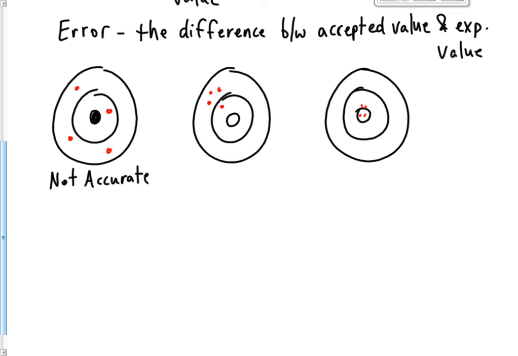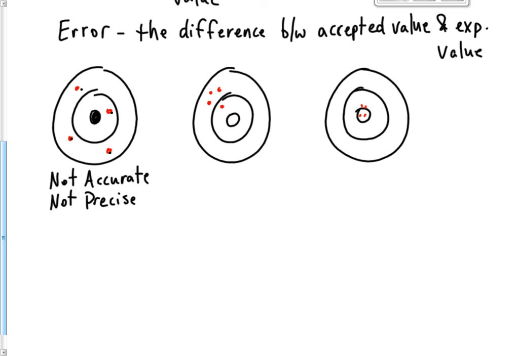Okay, and I think that's pretty easy for everybody to see. Because they're not in a cluster, because they are all over the place. There's one here, there's one here, there's one here, there's one here. You know, they're not anywhere near each other. They are also not precise. So this is neither precise nor is it accurate.